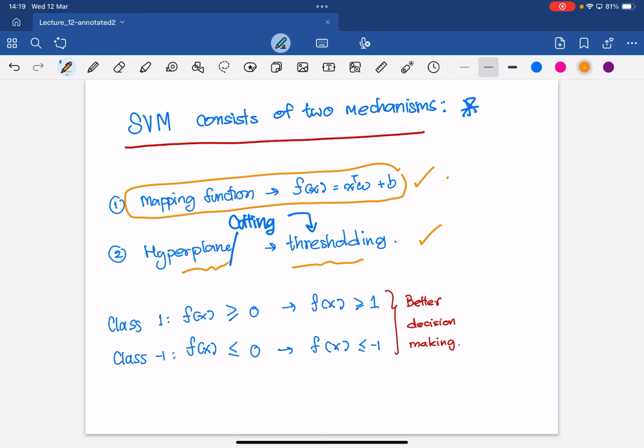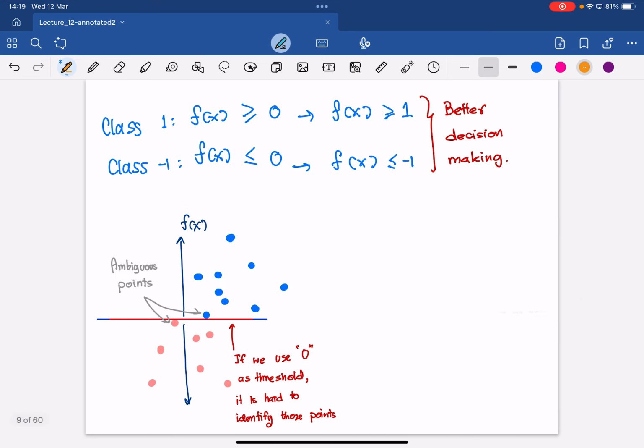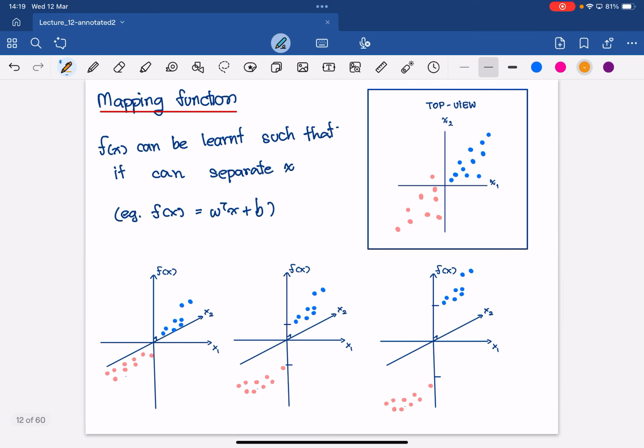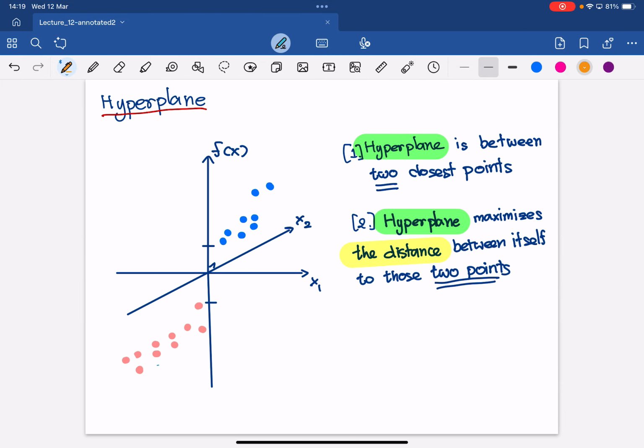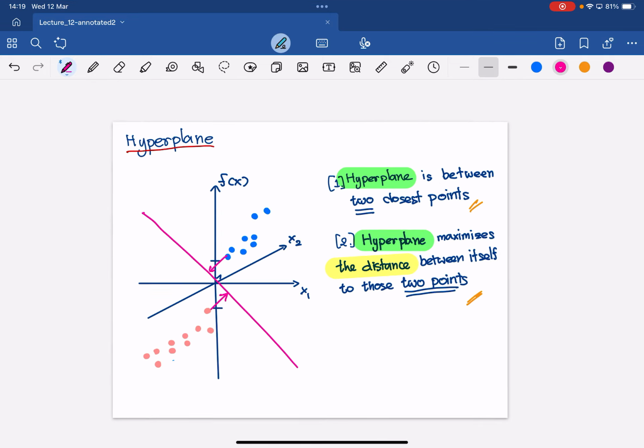And this hyperplane should be between the two closest points and also maximize the distance between those two points. Or in other words, if I wrote a line here, it should maximize the distance from this and maximize the distance from this. Right?